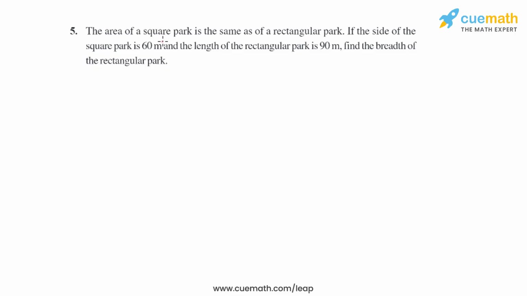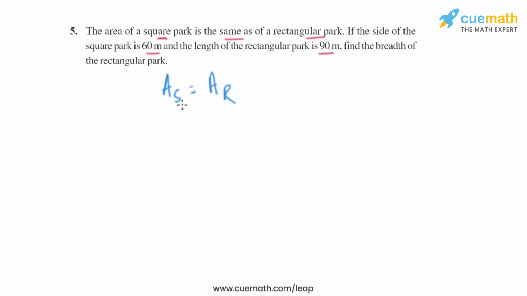Question 5 of this exercise says the area of a square park is the same as the area of a rectangular park. If the side of the square park is 60 meter and the length of the rectangular park is 90 meter, we have to find the breadth of the rectangular park. Now it is given in the question that the area of the square park will equal the area of the rectangular park.